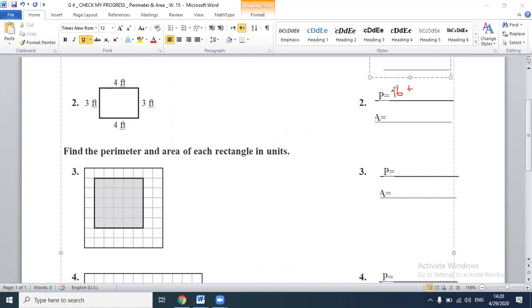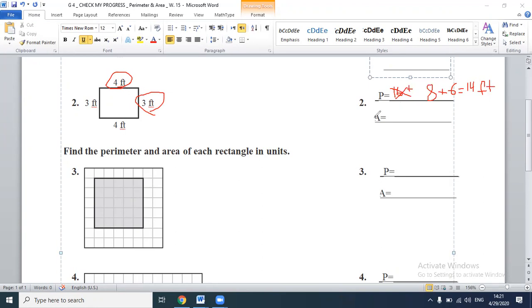Was the length equal to 4, Muhammad? 4 times 2 equals 8. Focus, please. Twice the length, 4 times 2, equals 8. Plus twice the width, which is 3, 3 times 2 equals 6. So 8 plus 6 equals 14. So the perimeter is 14 feet.